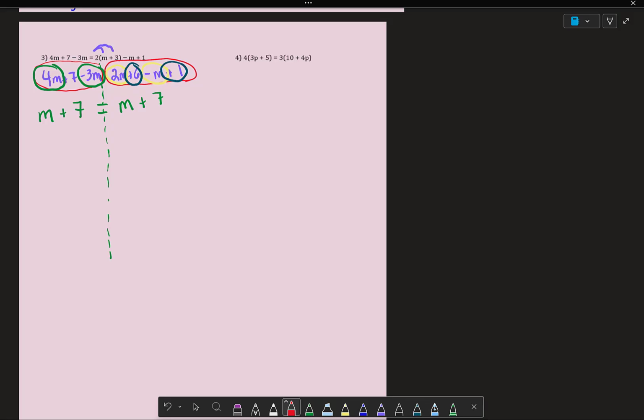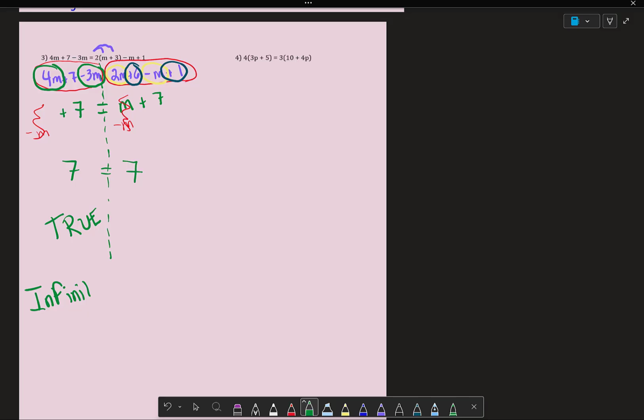But the next step is we get the variables together. There's not a smaller variable. They're exactly the same. So when I subtract m from both sides, these m's cancel and these m's cancel. And then we're left with 7 equals 7. That is a true statement. And all that means is true's not the answer. The answer is infinite solutions.